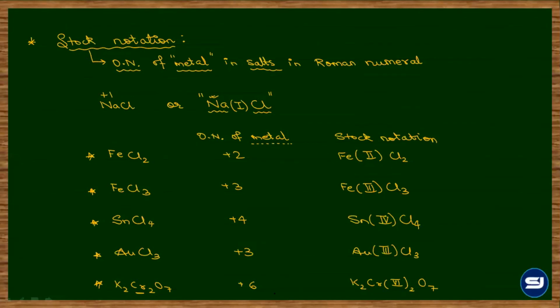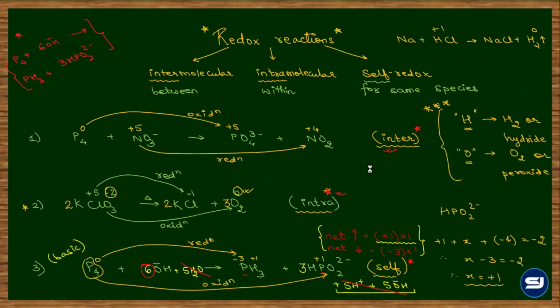Clear? Okay, so we have completed the balancing by second method and a concept of stock notation. Plus at the start, I also discussed about a very important part, the types of redox, which is classified as inter, intra and self redox. Clear?